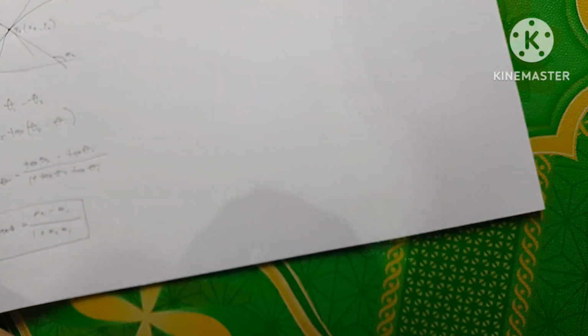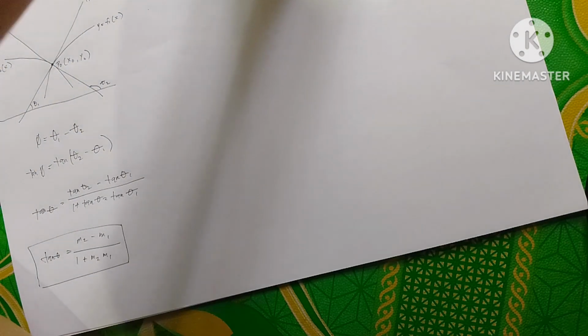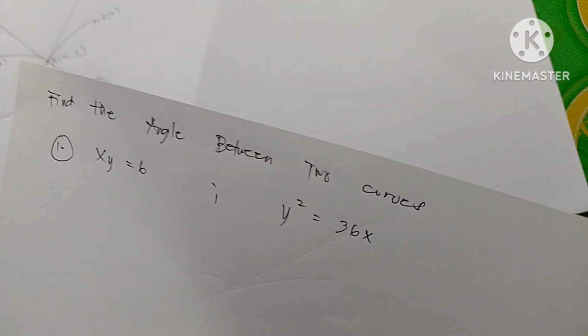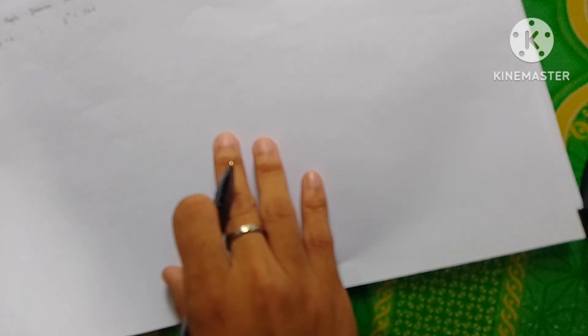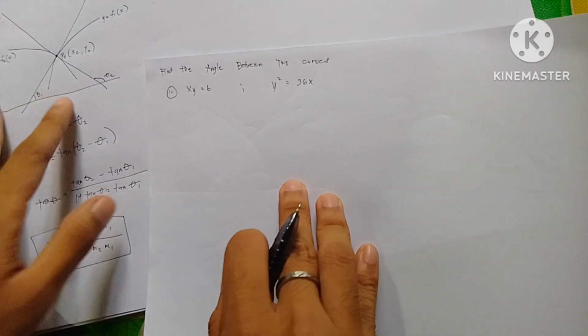So for the example, I have an equation problem here: xy equals 6 and y squared equals 36x. To solve this, first we will find the intersection, the x and the y. We will use the substitution method. We can also use the elimination method here, but the substitution is far simpler than the elimination.